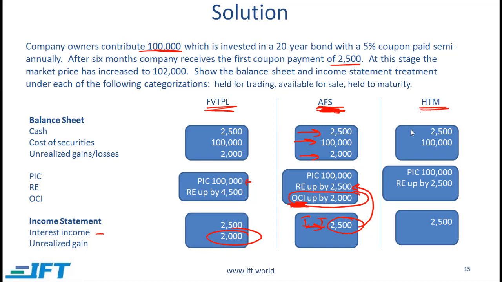With held to maturity, our treatment is the simplest because we completely ignore any unrealized gains. Cash goes up by 2,500 because that is the coupon that we actually receive. The cost of the security is shown 100,000. We do not show any unrealized gains. The paid in capital is 100,000 as before. The retained earnings of 2,500 come from the interest income that we generated, and we are assuming that all of that was retained. You need to understand this example very well. As I said before, I think this is highly testable.